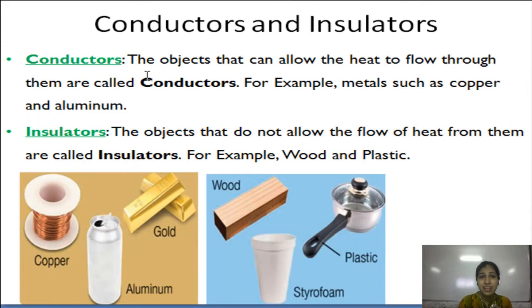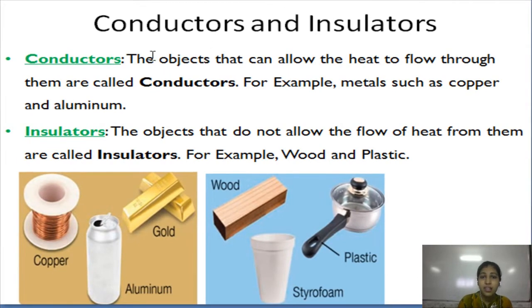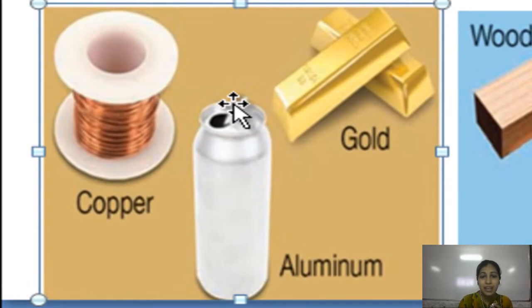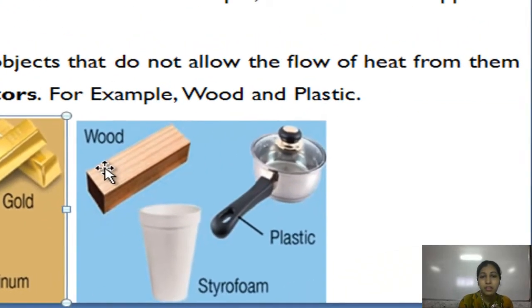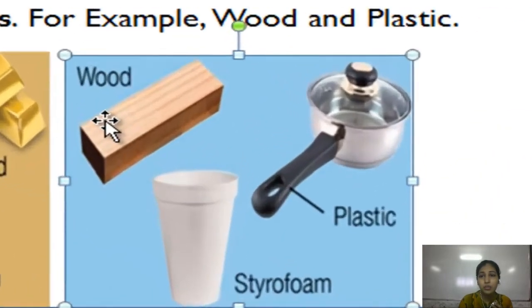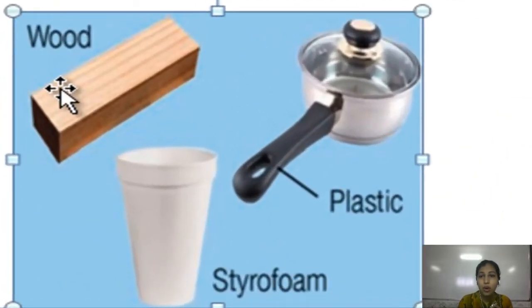Some objects can conduct heat while others cannot. Conductors and insulators. Conductors, the objects that allow the heat to flow through them, are called conductors. For example, metals such as copper and aluminium. Insulators, the objects that do not allow the heat to flow through them, are called insulators. Example, wood and plastic.